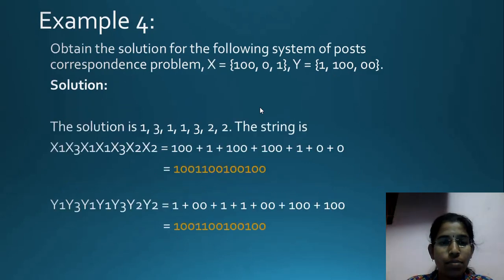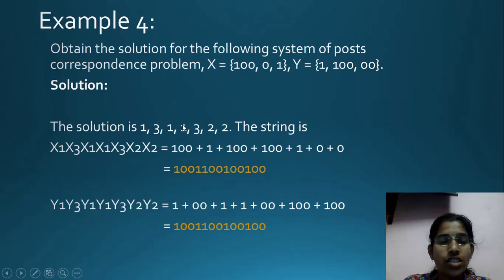So, one more example. Here I simply explain the concept. The input strings x and y are given. The length of the list is equal to 3, so both x and y have equal length. Now we apply the PCP solution. I already explained, you take any number of sequences in any order. Here I take 1, 3, 1, 3, 2, 2.